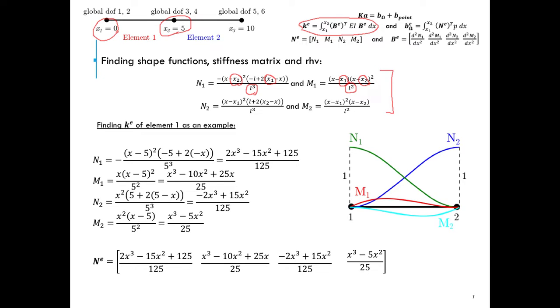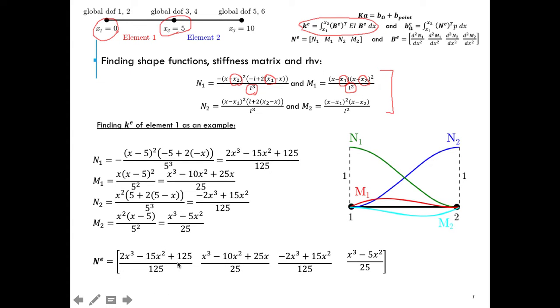ठीक है जी. अब अगर ये आ गया है तो फिर I can find my B matrix. B matrix किस तरह निकलेगा? It has the double differentials of the shape functions. So इस हर एक एक्सप्रेशन को लें और इसको डबली डिफरेंशिएट करें.